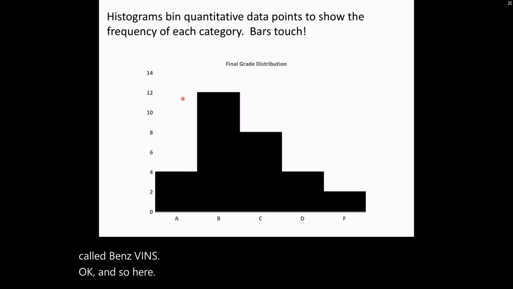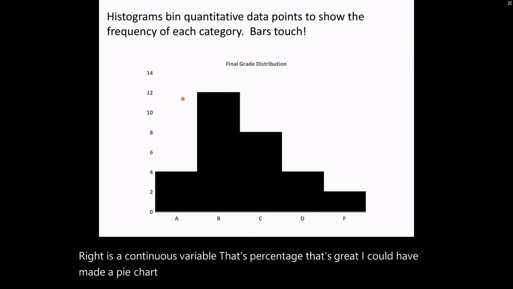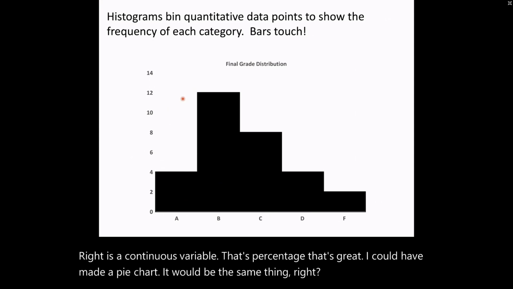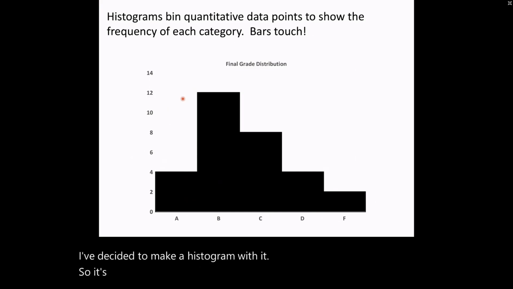The x-axis, right, is a continuous variable. That's percentage, that's grade. I could have made a pie chart. It would be the same thing, right? I've decided to make a histogram with it. So to me, it's a little easier to see, but it doesn't matter. That's your choice. It's a continuous variable.